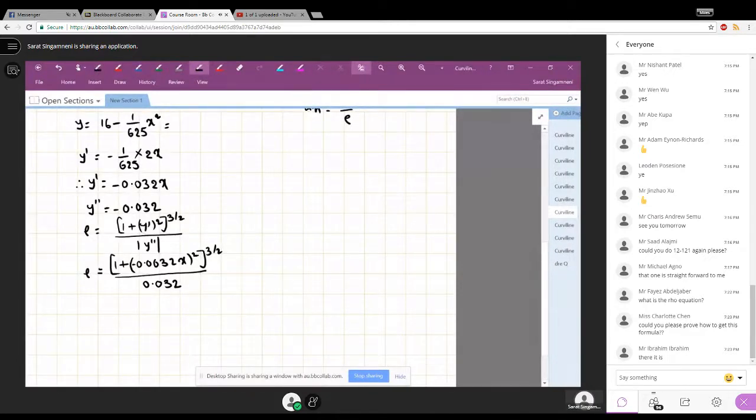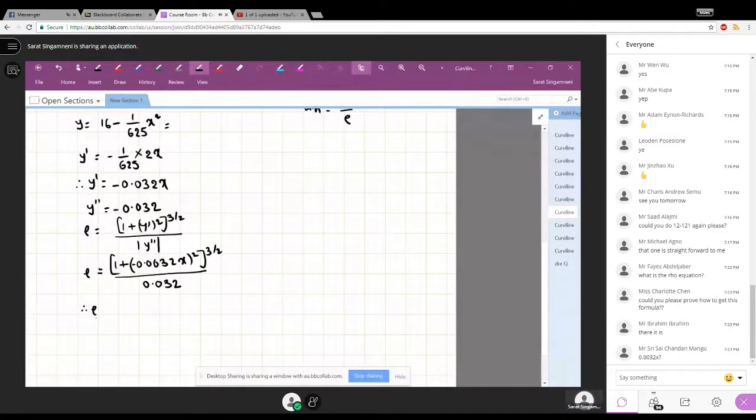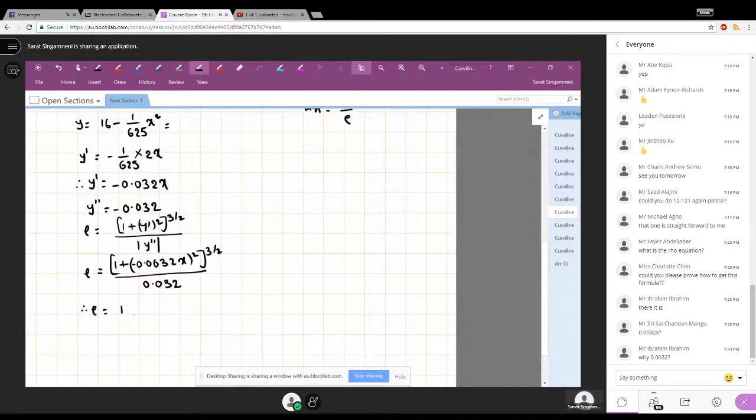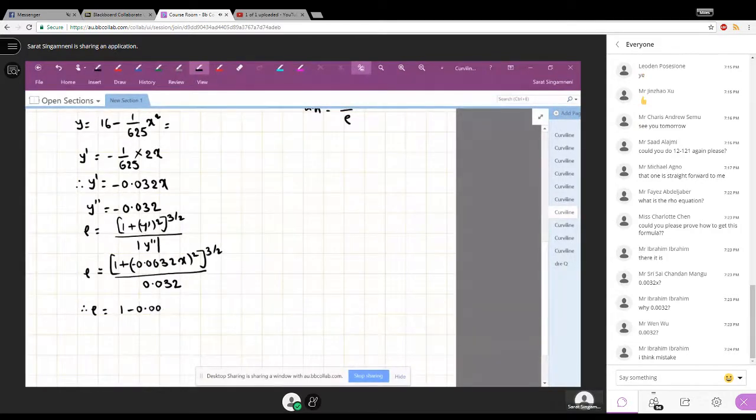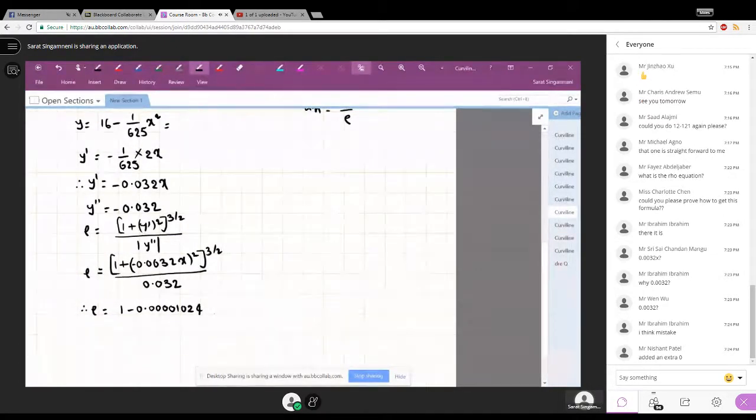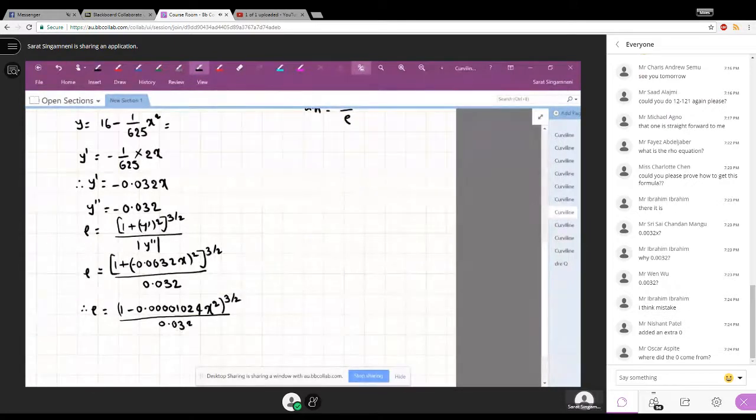When you simplify this, this equation will be rho is equal to 1 plus, I'm writing it in just simplest form, 0.001024, if you want to write in more elegant forms, welcome, up to you, to the power 3 over 2 divided by 0.032. So a_t, what is it?